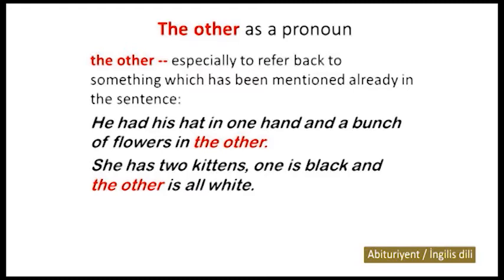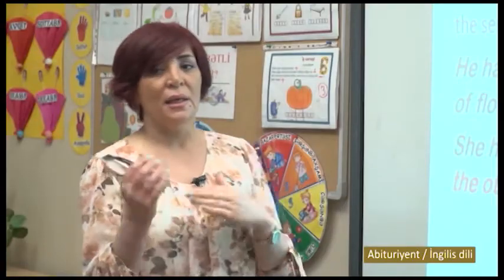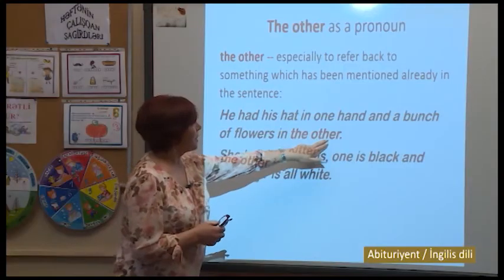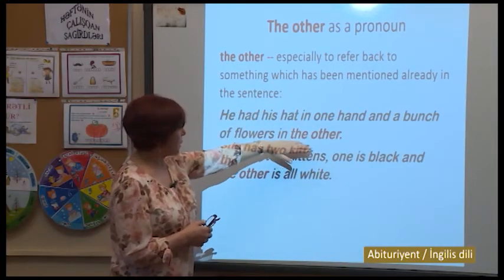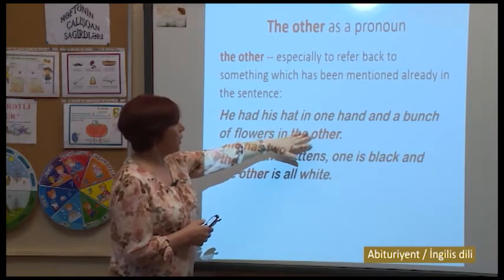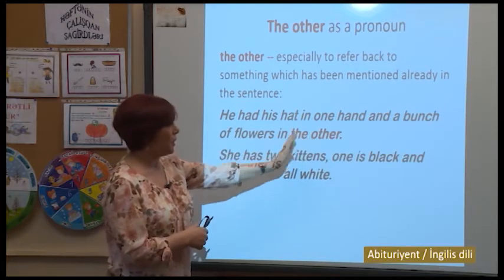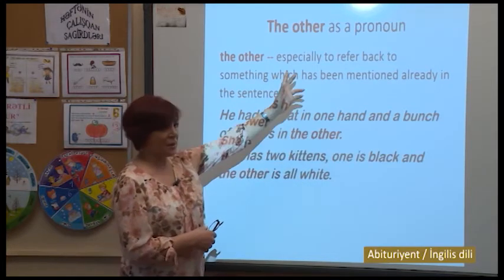The other can be used as a pronoun. If it is used as a pronoun, it means that it refers back to something which has been mentioned already in the sentence. For example, he had his hat in one hand and a bunch of flowers in the other. You see, the other has been used as a pronoun, as an object, and here we didn't want to repeat the word hand a second time, so we used the other as a pronoun.